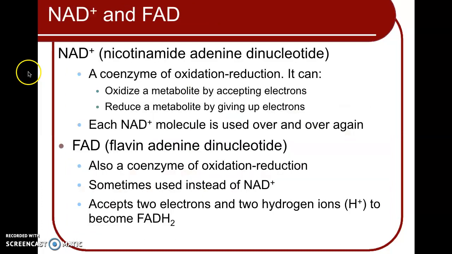So NAD plus and FAD are coenzymes. They are coenzymes of the oxidation reduction reaction. It can oxidize a metabolite because it accepts electrons. See, it has a positive charge, so it can accept a negative charge, and reduce a metabolite by giving up electrons. Each NAD plus molecule is used over and over again.